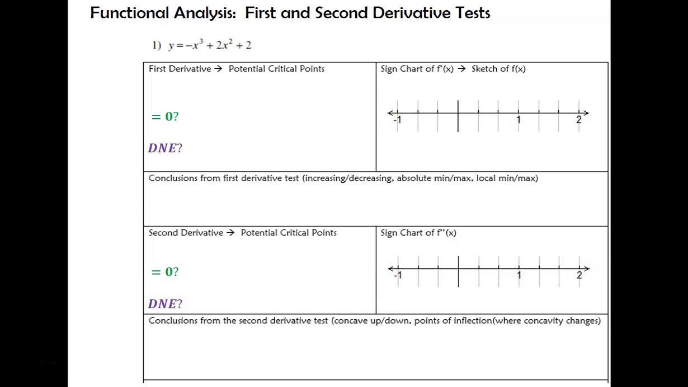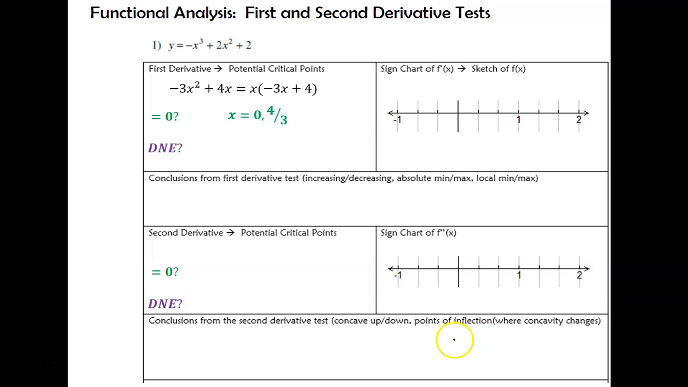All right, so for this function, negative x cubed plus 2x squared plus 2, my first derivative is going to be negative 3x squared plus 4x. Right? The 2 goes to 0. If I factor that, I can pretty easily see that I'm going to have two places where it's equal to 0. It's going to equal 0 when x is equal to 0 and when x is equal to 4/3. This will be negative 4 and that'll cancel out. So I've got two zeros here, 0 and 4/3.